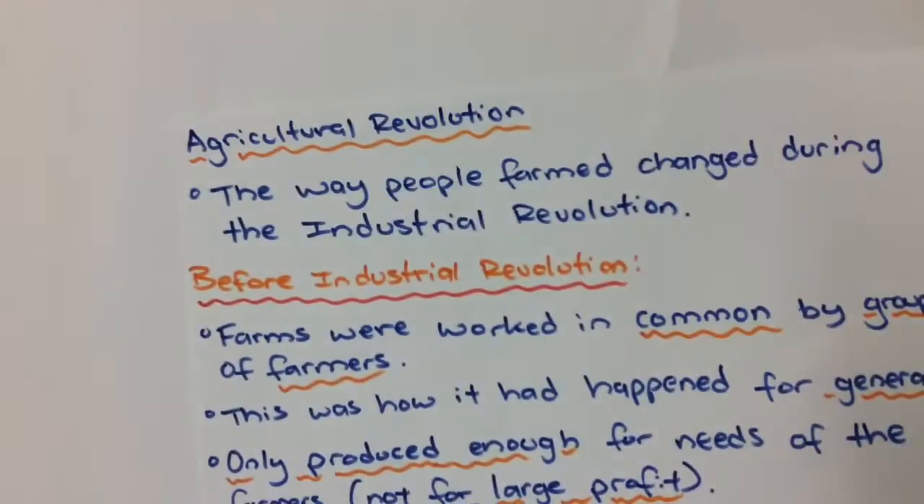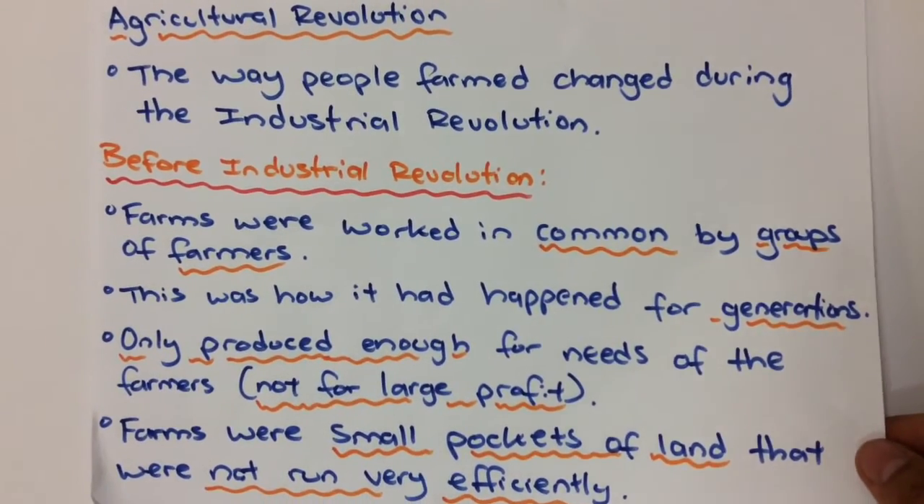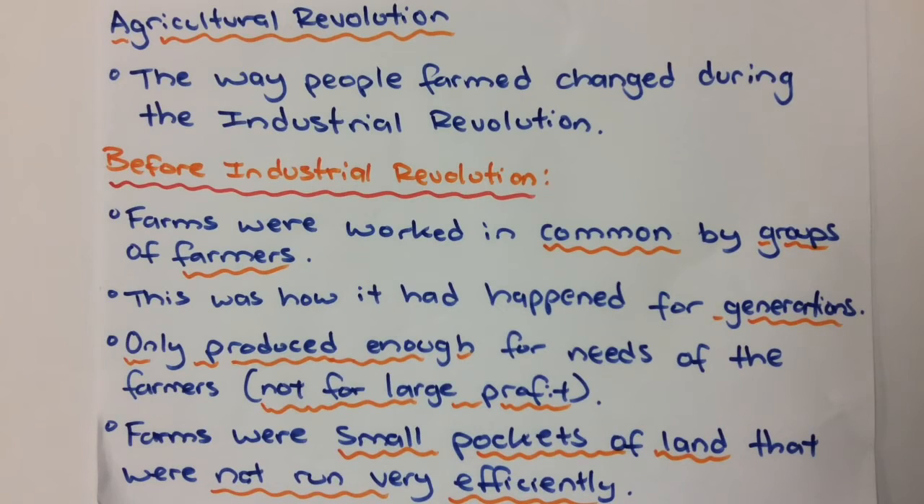Let's start off by looking at the Agricultural Revolution in this video. So during the Industrial Revolution, the way people farmed changed quite significantly. One of the main reasons was the availability of different technologies and new techniques in farming.